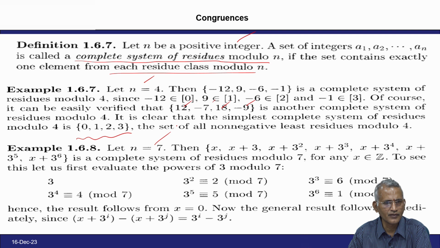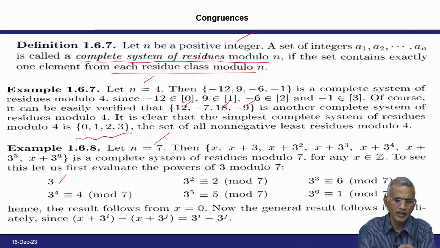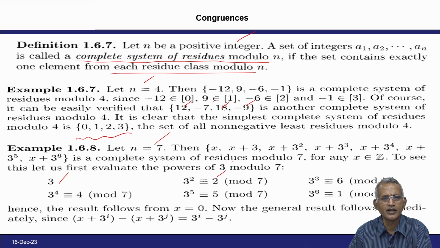To see this, let us first calculate the value of the powers of 3 under modulo 7. We start with 3, which under modulo 7 is 3. Now go to 3 square. 3 square is 9, 9 divided by 7, the remainder is 2. Therefore 3 square is congruent to 2. Take 3 cube, which is 27, under modulo 7 it becomes 6. Then 3 power 4 is 3 cube into 3, so it becomes 6 into 3, which is 18, and under modulo 7 the remainder is 4.